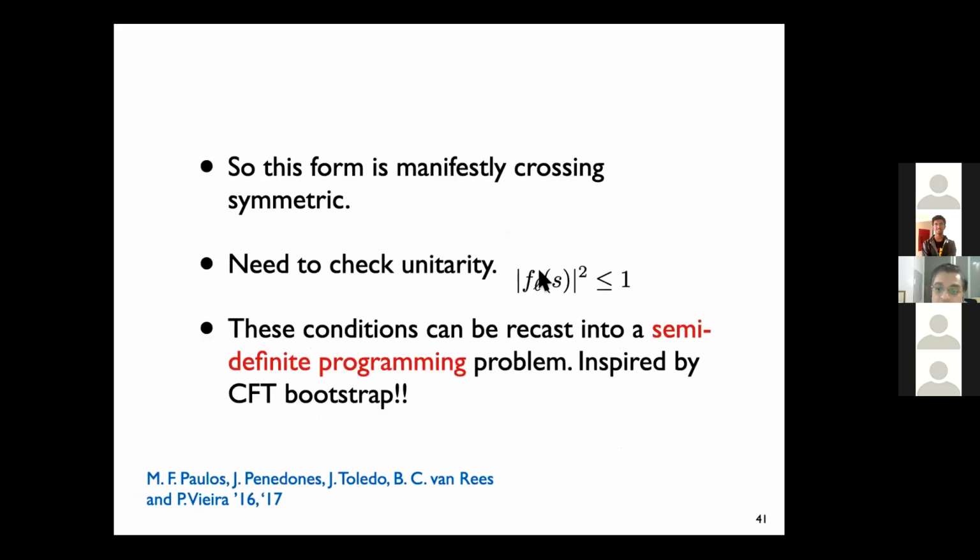So you can put in the constraint that the absolute value of S squared is less than or equal to 1. Remarkably, it turns out that this constraint can be recast into a semi-definite programming problem. And semi-definite programming is something that numerical conformal bootstrap people have developed a lot. And so, of course, once you have a technology that is ready, you might want to reuse it. It's a perfect problem to export the already existing technology and study.